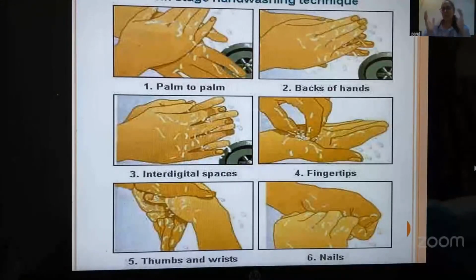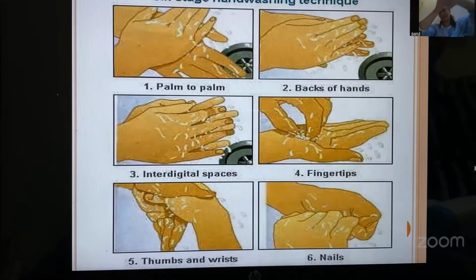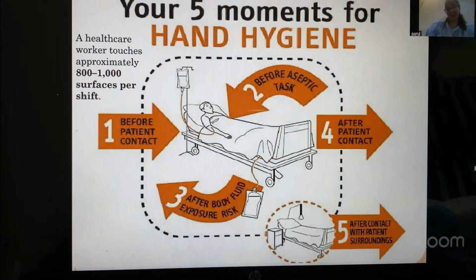So just going by it, palm and palm, which is the front of the hands, and then the back of the hands where we interlock and do both the sides. Then we see the interdigital spaces, the fingertips, the thumbs, the nails, and the wrists. So each step is very, very important, and this very small step can save many, many lives.